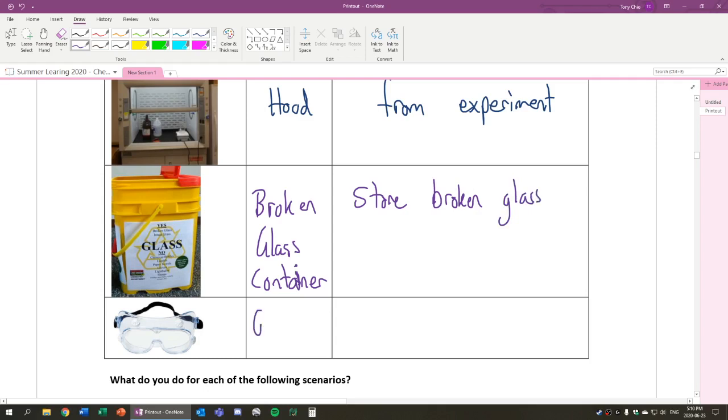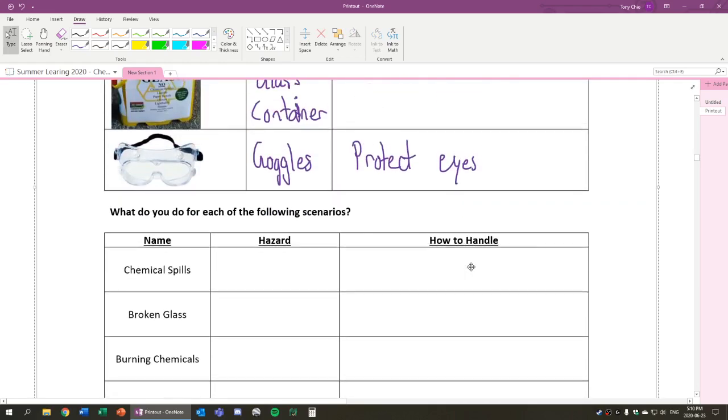And the last one are goggles. Goggles are to protect your eyes at all times. And goggles must be worn every lab and at all times, because you don't want to lose your eyes. Your eyes, your sense of sight, is probably one of the most important senses you have.